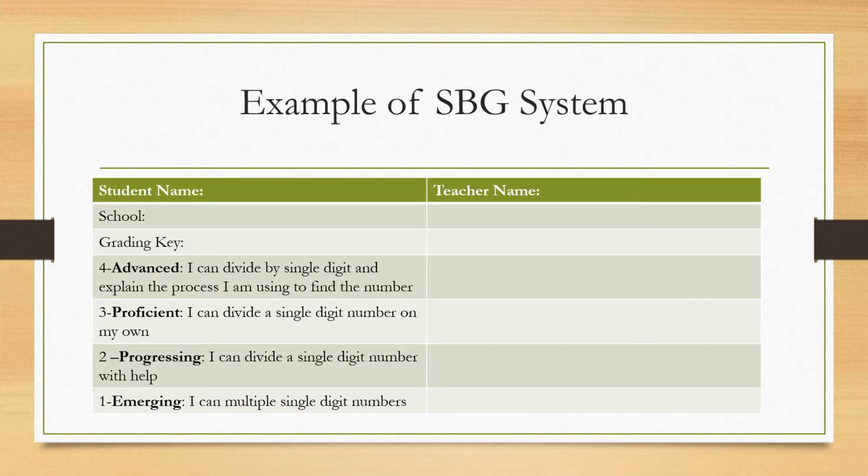An example of a standards-based grading system would look something similar to this, where we have identified the student and the teacher, and let them know other ways that you can create the system of saying 4 is advanced, 3 is proficient, 2 is progressing, 1 is emerging.